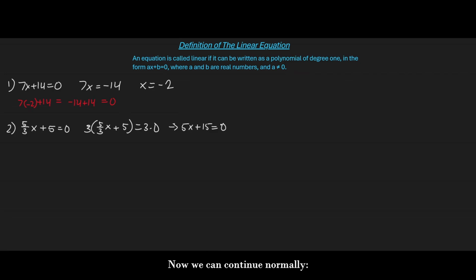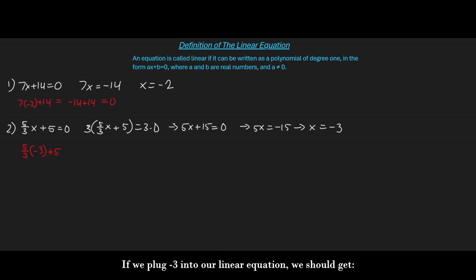Now we can continue normally. 5x equals negative 15, which becomes x equals negative 3. If we plug negative 3 into our linear equation, we should get 5/3 times negative 3 plus 5, which equals negative 5 plus 5, which equals 0.